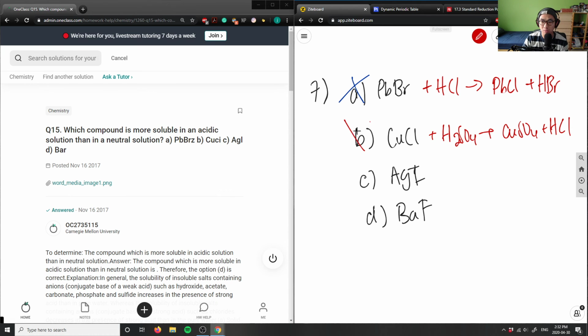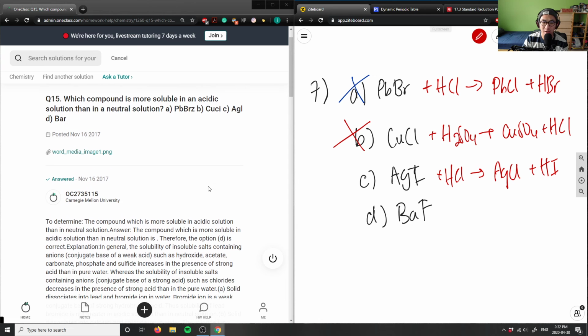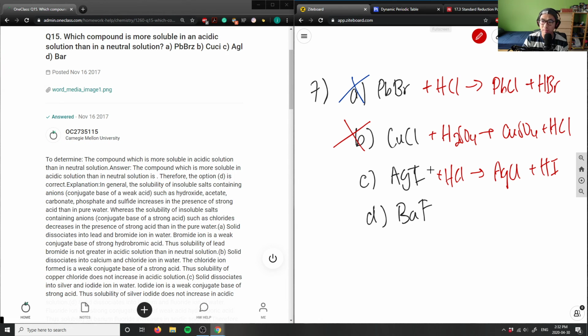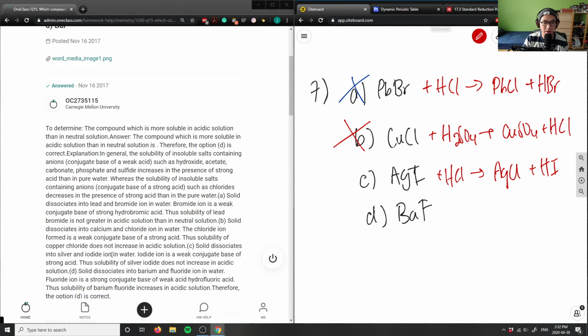So again, this would not probably be our answer as well. I have AgI here, right? If I added HCl again, I would get silver chloride plus HI here, and this here is not as soluble here. As you can see, silver iodide. Iodide is a weak conjugate base, therefore it does not increase in solubility in acidic solution here. So it's not very good.